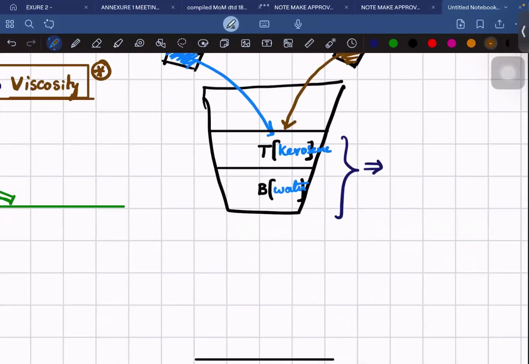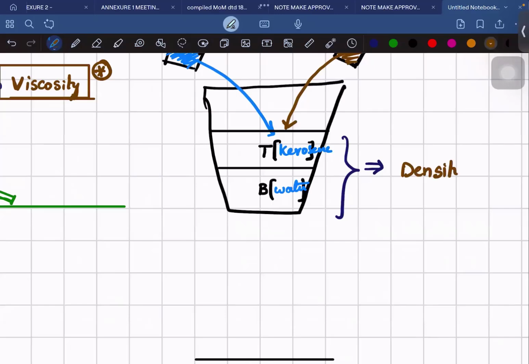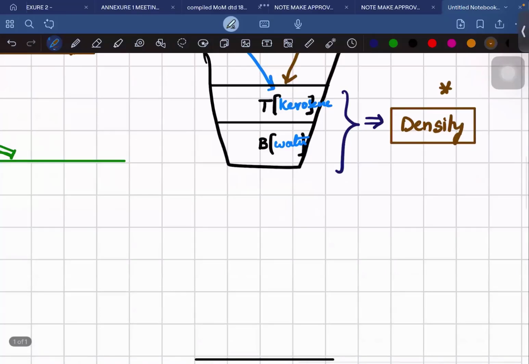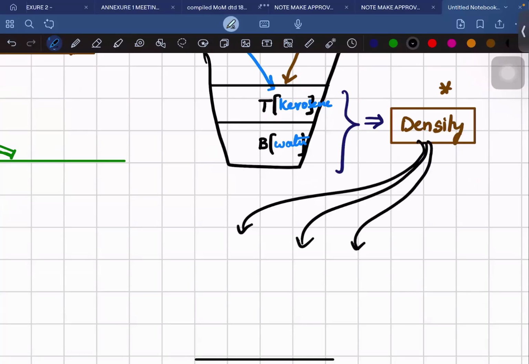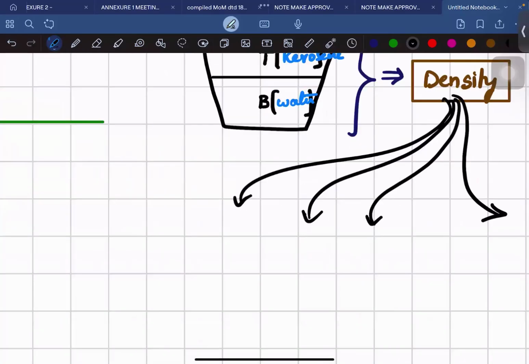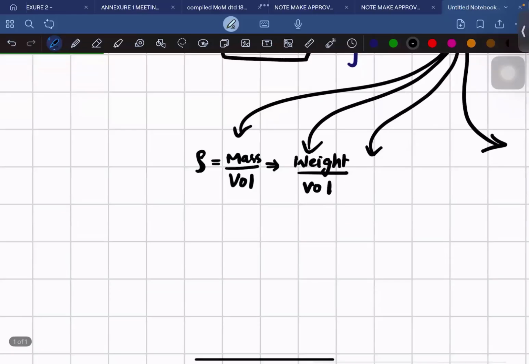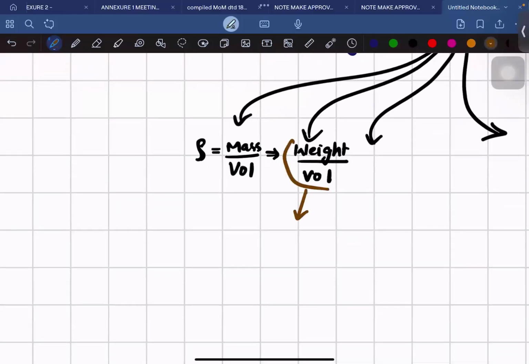The second term is density. So one of the fluid properties is density. We'll study about this density tomorrow again. This density has different forms. Can you guys try to recall their forms if you know? If density is denoted by the symbol rho, which is mass by volume, it has some other form. If instead of mass I take weight by volume, this has some other name in fluid mechanics.